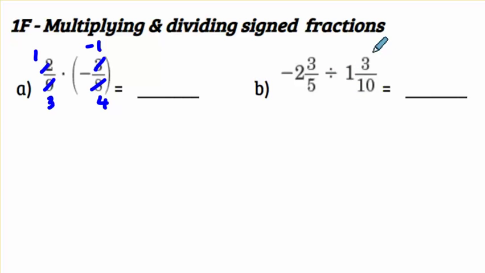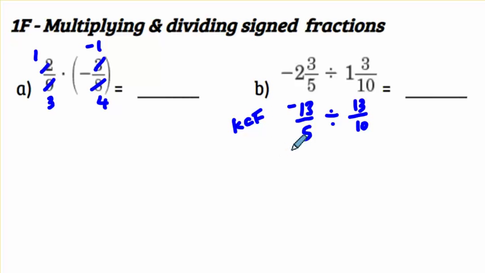Okay, for B, it requires a few more steps. First of all, they're mixed numbers, so we need to go ahead and change them into improper fractions. So the first one, 2 times 5 is 10 plus 3, that would be 13 fifths, and then we write the negative. And for the second one, that's going to be 1 times 10 is 10 plus 3, 13, and 10 on the bottom.